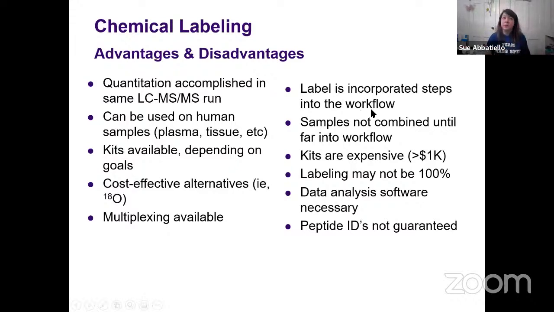The disadvantages are that the label is usually incorporated post-digest, so there is a lot of variability imparted in the steps leading up to that. They're usually not combined until far into the workflow. The kits can be expensive if you get the good isotopically labeled ones. Labeling may not be 100%, so that's something to keep in mind. Data analysis software is necessary, and peptide IDs are not guaranteed. So often you can get quantification of peptides from iTRAQ and so on, but you might not know what their precise peptide sequence is, and therefore how it rolls back up to the protein level.